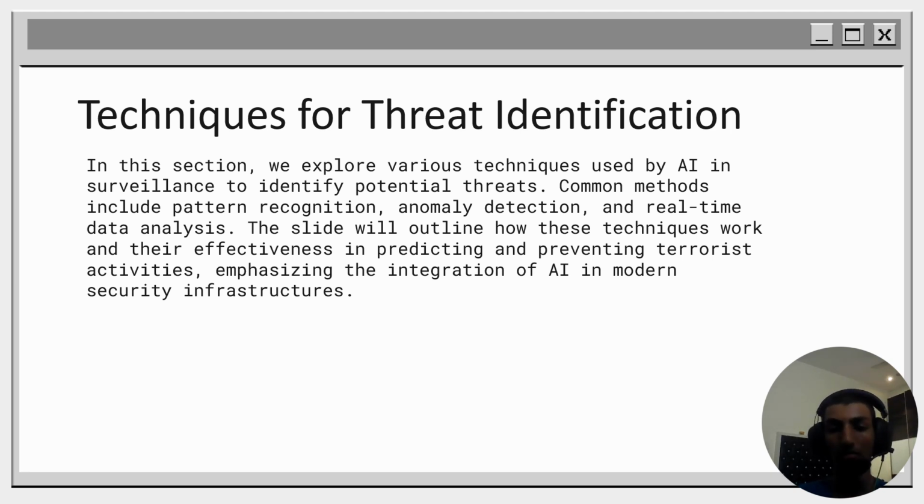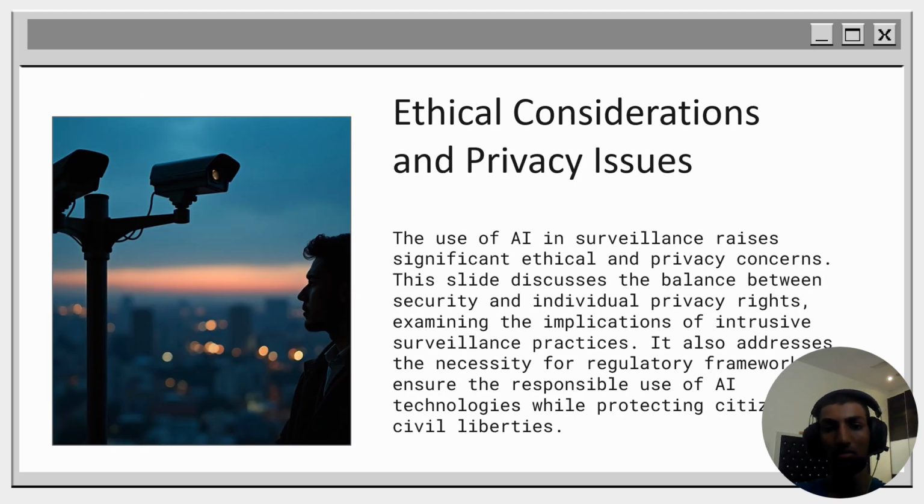In this section, we explored various techniques used in AI and surveillance to identify potential threats. Common methods include pattern recognition, anomaly detection, and real-time data analysis. The slides outline how these techniques work and their effectiveness in predicting and preventing terrorist activities, emphasizing the integration of AI in modern security infrastructures.